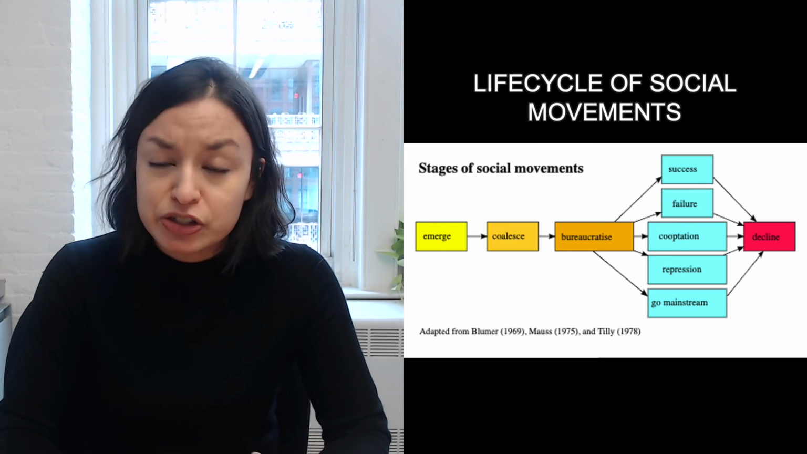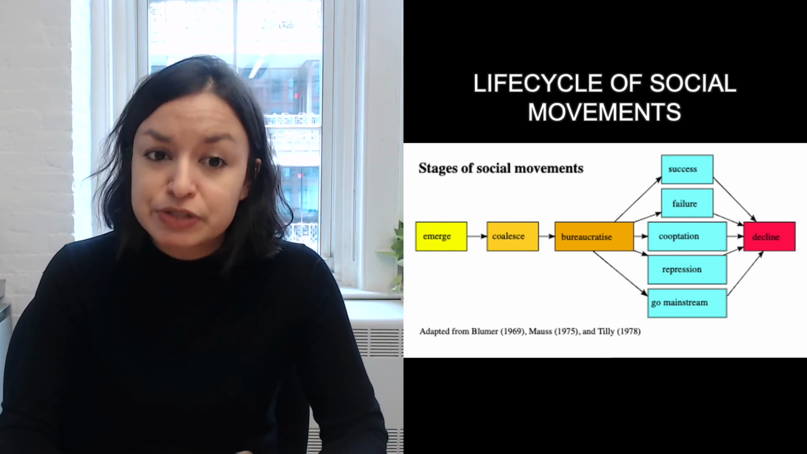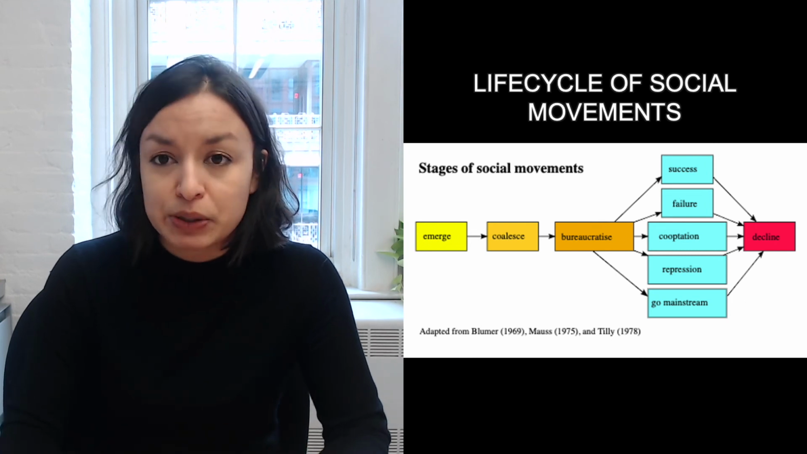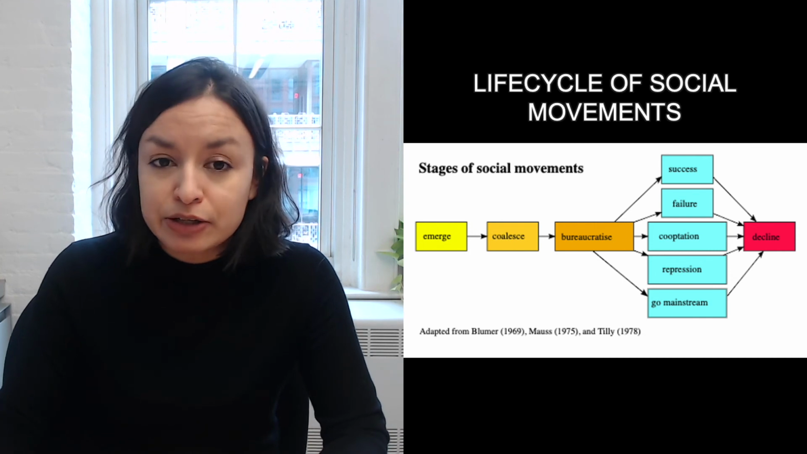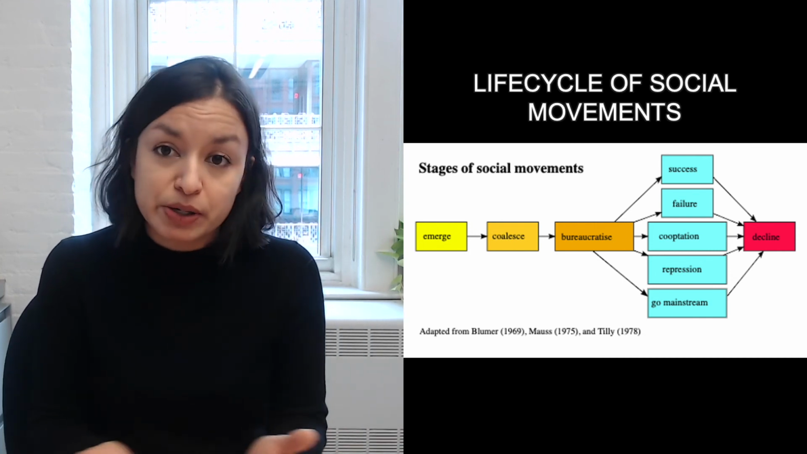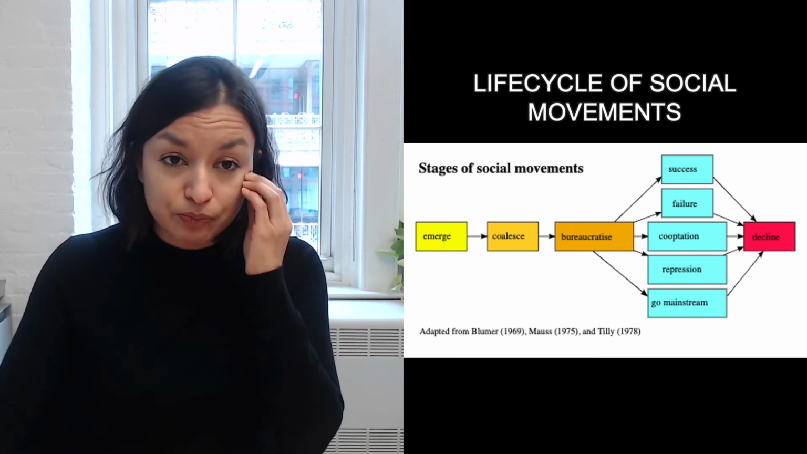The second stage is when that initial activity by very committed activists begins to coalesce. So when people who are aware of an issue begin to join and to organize and raise awareness among others, taking that message and extending it to a wider population.